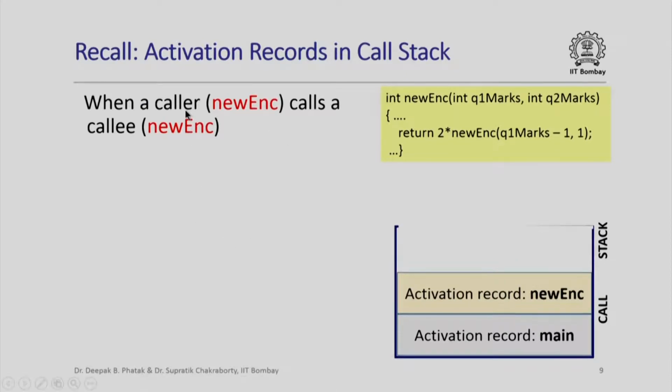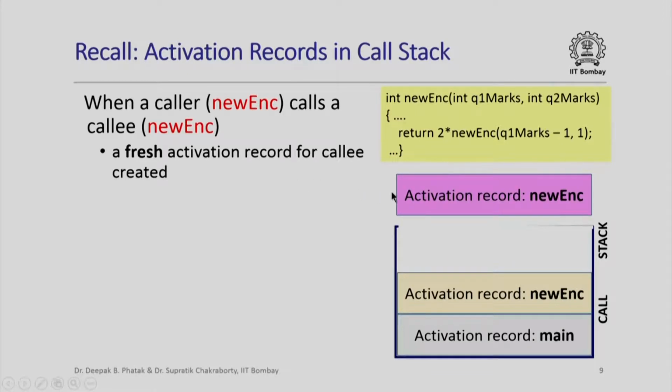So here we have a caller function which is newenc, and the callee function is also newenc. We are calling newenc from within itself. Let us suppose that we are currently executing this function newenc. So in our call stack we already have the activation record for main. The operating system had called main. We also have the activation record for newenc. Main had called newenc, and now we are within this execution of newenc. And now we encounter this call of the function newenc.